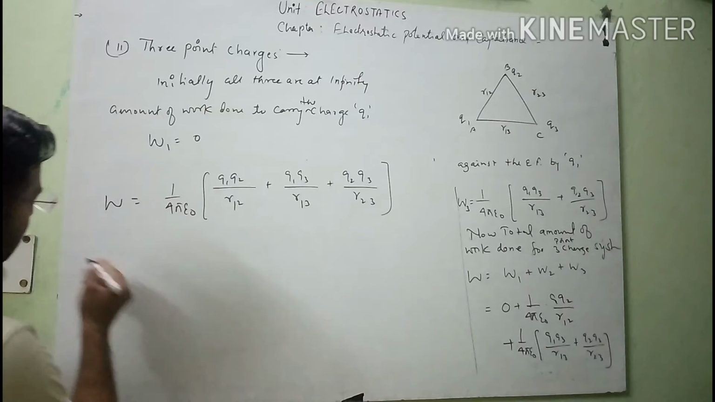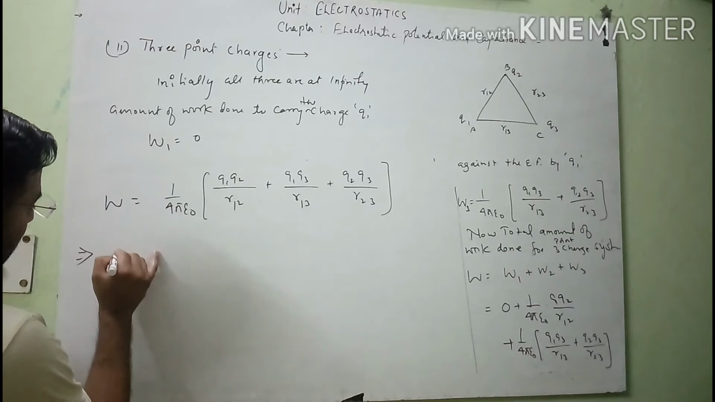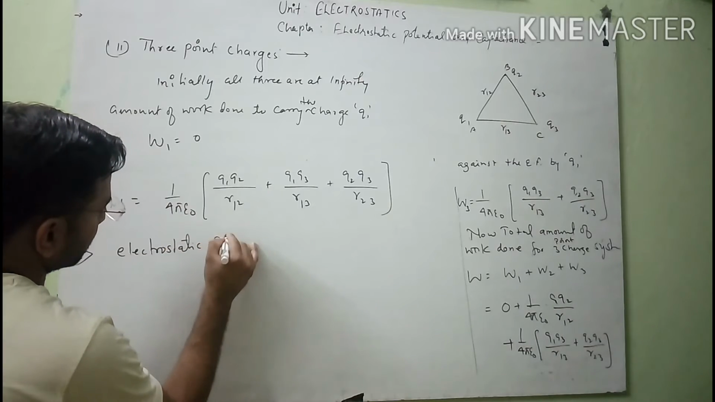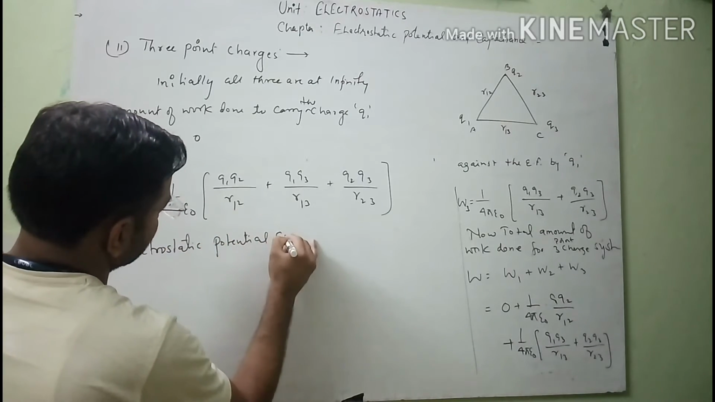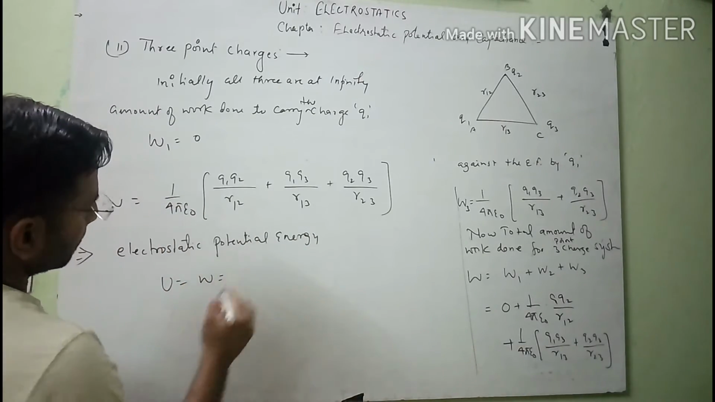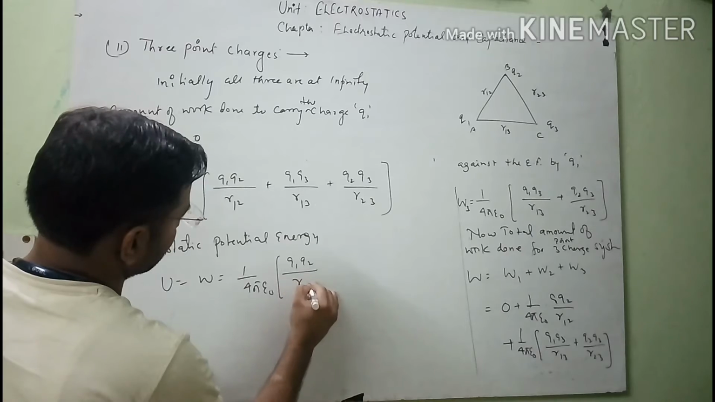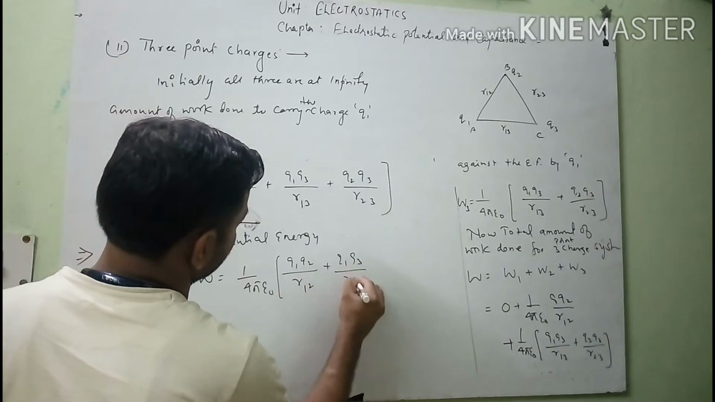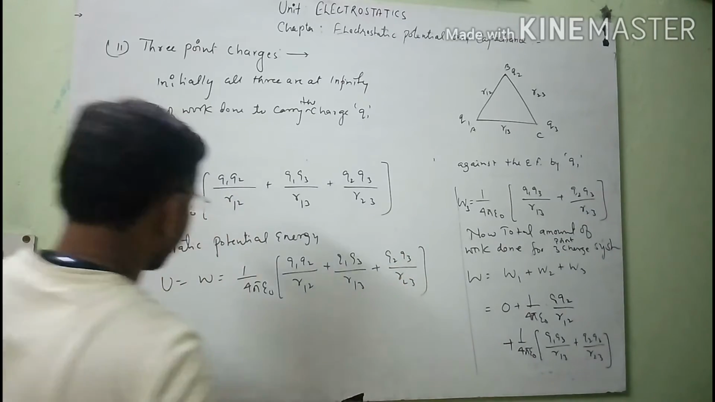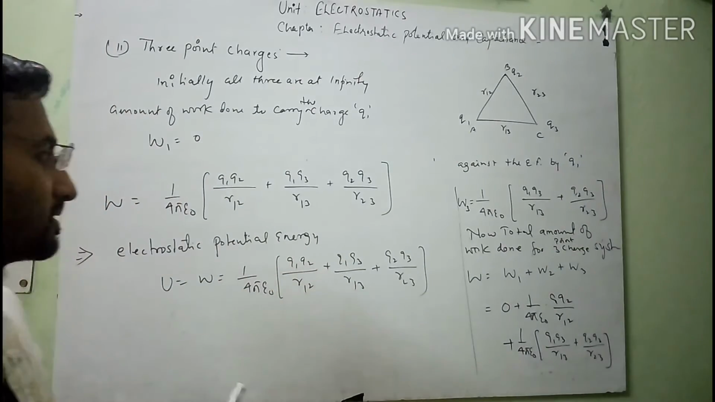This work is stored as the electrostatic potential energy of the 3-point charge system. Therefore, the electrostatic potential energy will be equal to this amount of work done. U equals W equals 1 over 4 pi epsilon naught, again writing Q1 Q2 over R12 plus Q1 Q3 over R13 plus Q2 Q3 over R23. So this is the derivation for the electrostatic potential energy of a 3-point charge system.